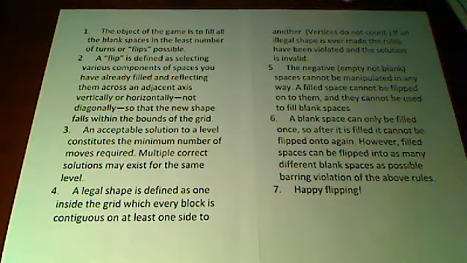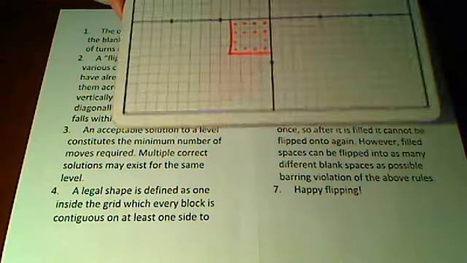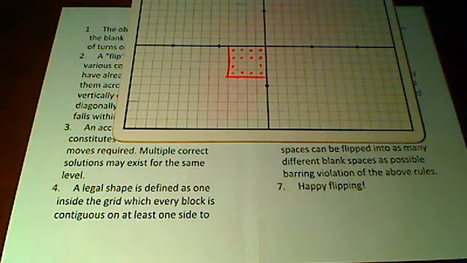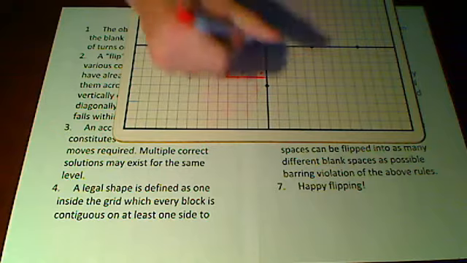The negative spaces cannot be manipulated in any way. A filled space cannot be flipped onto them, and they cannot be used to fill the blank spaces. So I like to denote my negative spaces with an X because it seems to say you cannot move here.